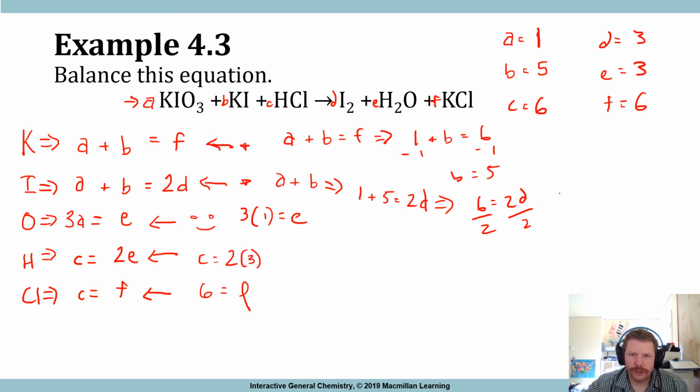So now I've got this equation. I'm going to erase some of these things. Erase this, this, this, this, this. Okay, and now I'm going to write those values in. I'm going to write them in blue. I'm going to skip over A, because that's 1. I'm going to write in 5 for KI, 6 for HCl, 3 for I2, and 3 for H2O, and finally 6 for KCl. Now what I want to do is I want to count up the potassium on each side.